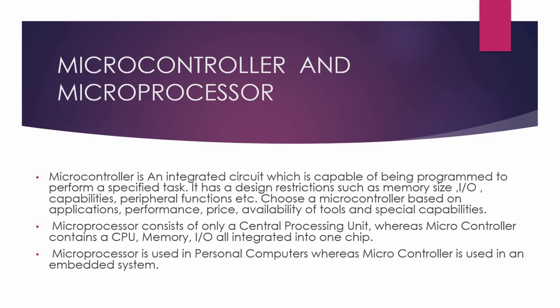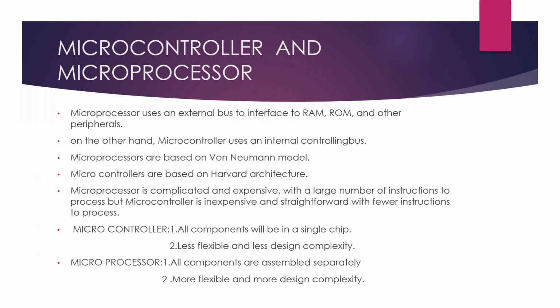A microprocessor consists of a central processing unit, whereas a microcontroller consists of CPU, memory, and input and output, all integrated into a single chip. A microprocessor uses an external bus to interface to RAM, ROM, and other peripherals. On the other hand, a microcontroller uses an internal controlling bus. A microprocessor is based on the Von Neumann model, but microcontrollers are based on Harvard architecture.